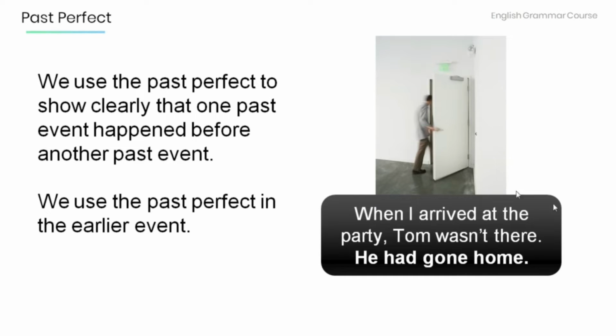Have a look at the example over here. When I arrived at the party, Tom wasn't there. He had gone home. Note that the sentence "he had gone home" is in the past perfect tense, and it's used to talk about what happened before I arrived at the party.